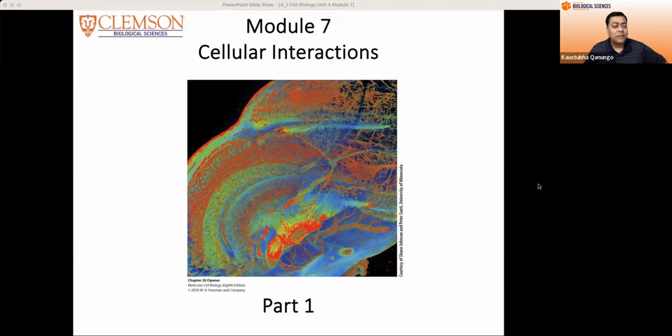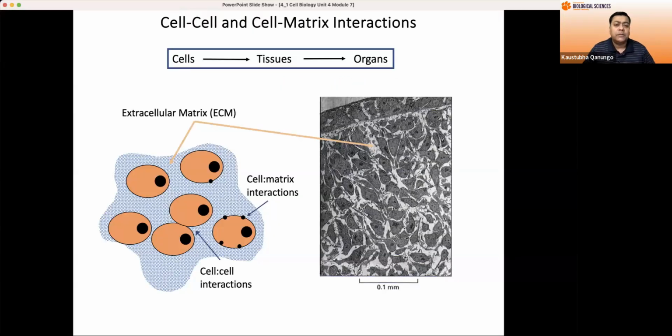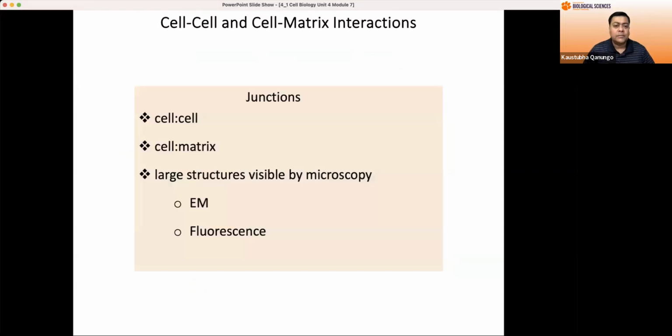All right, so let's start with module 7, cellular interactions, and we'll see that these are very straightforward chapters. For the other chapters, we essentially talked about the cell in isolation, what they're doing, and now we are talking about how the cells are interacting with each other. We talked about how the cells actually receive signals, and now we are talking about when they actually act together in a tissue, and how these cellular interactions actually take place.